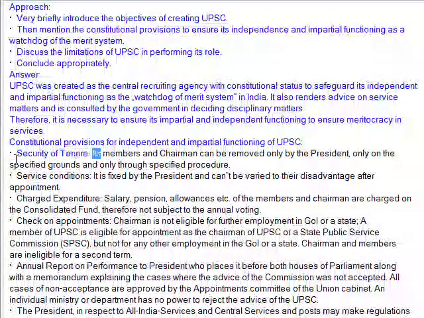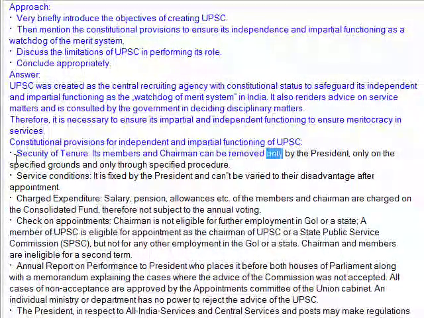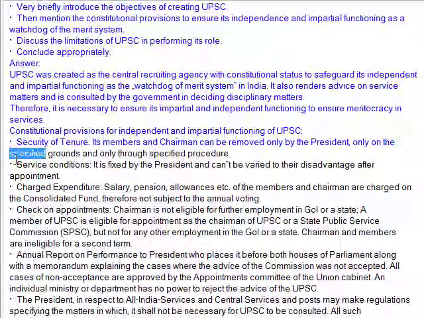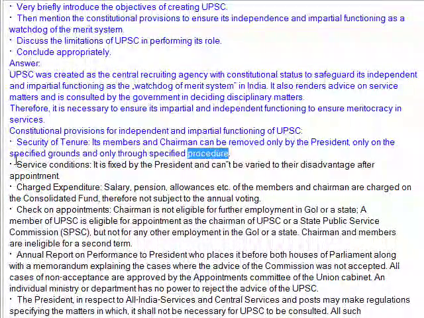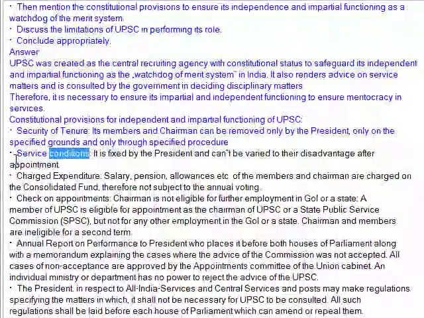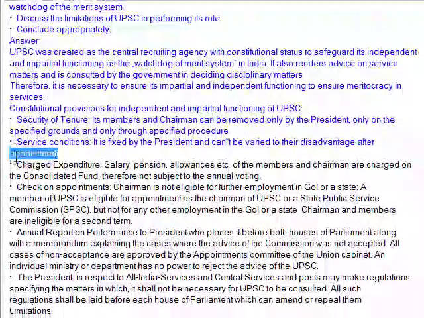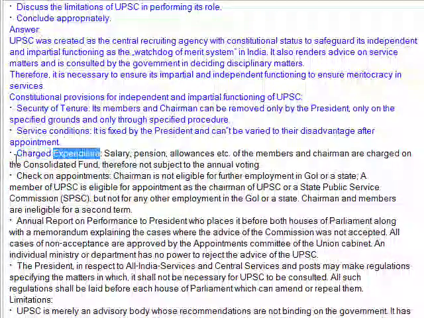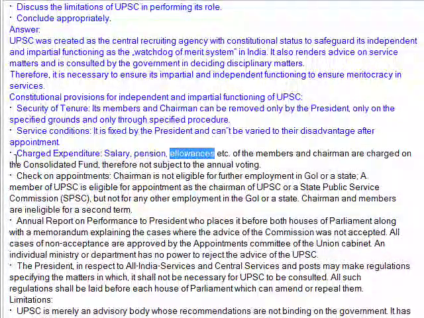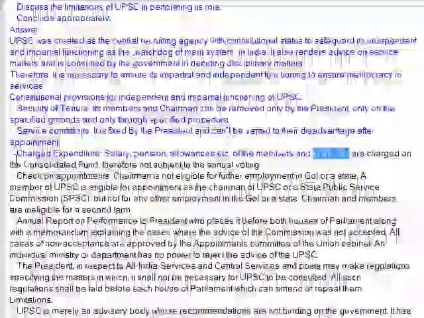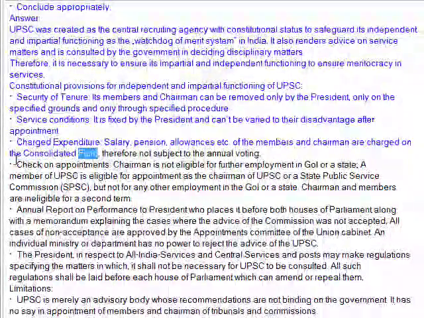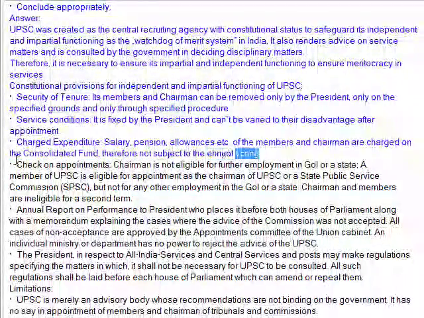Security of tenure. Its members and chairman can be removed only by the President, only on the specified grounds and only through specified procedure. Service conditions. It is fixed by the President and can't be varied to their disadvantage after appointment. Charged expenditure: salary, pension, allowances, etc. of the members and chairman are charged on the consolidated fund, therefore not subject to the annual voting.